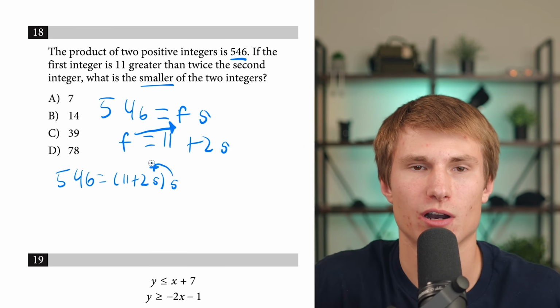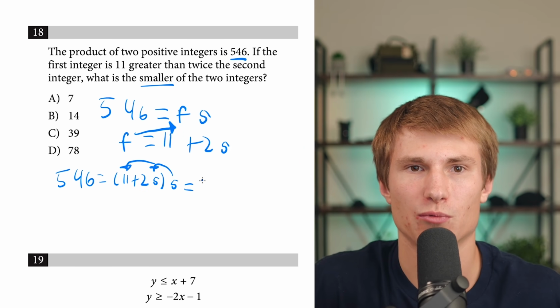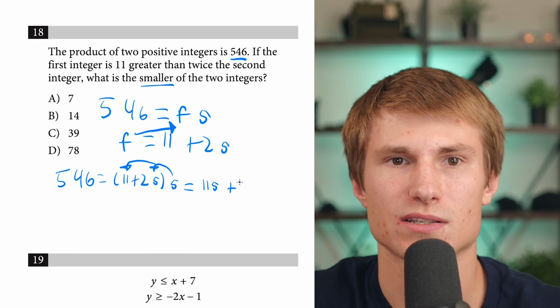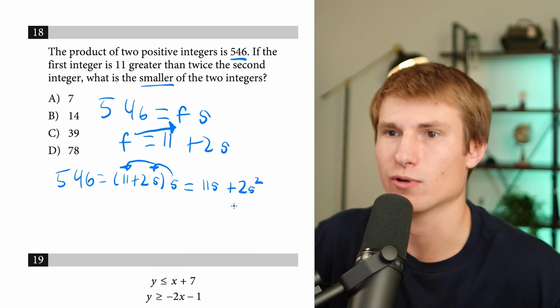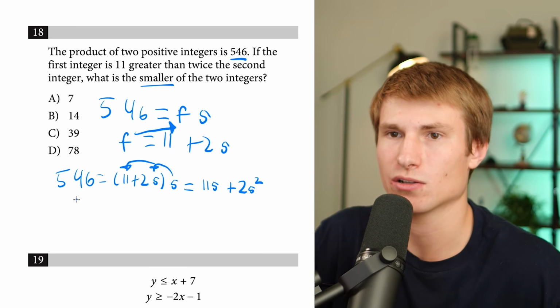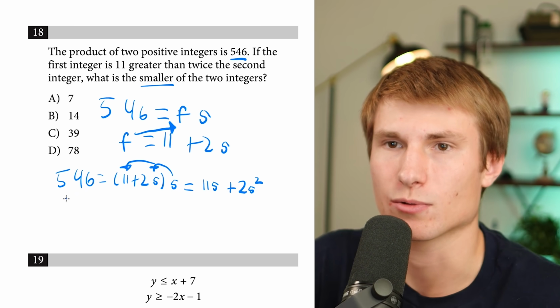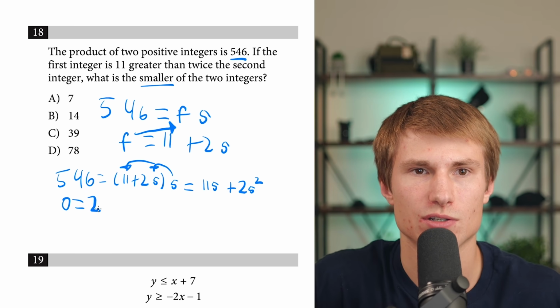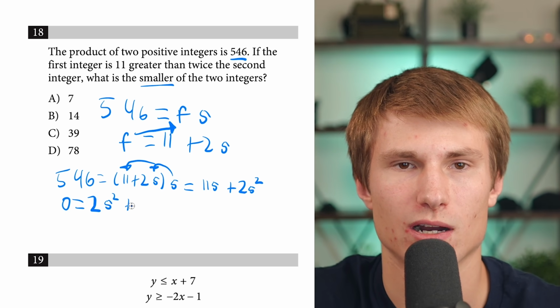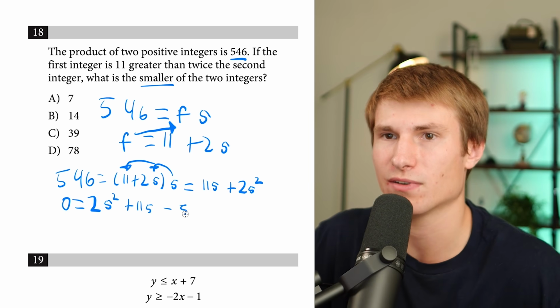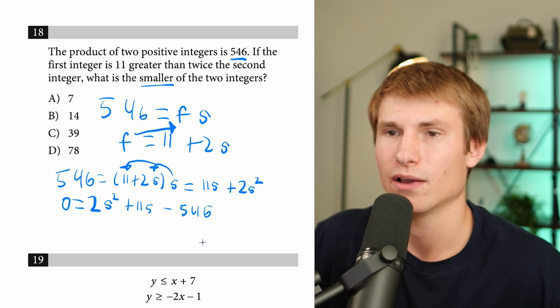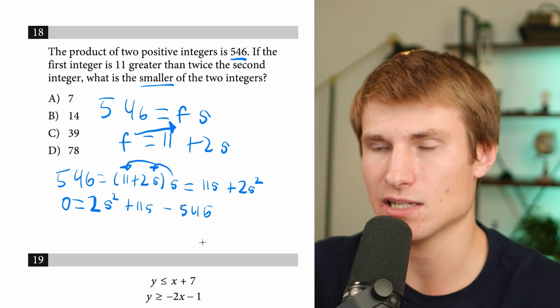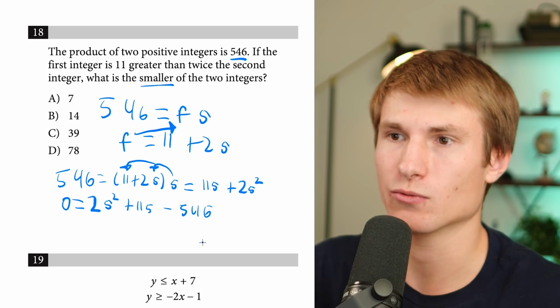We'll go ahead and distribute our S, and then we're going to end up with 11S plus 2S squared. From here, we want to set this all equal to 0 so we can solve for S. So we're going to subtract 546 from both sides to get 0 is equal to 2S squared plus 11S minus 546.